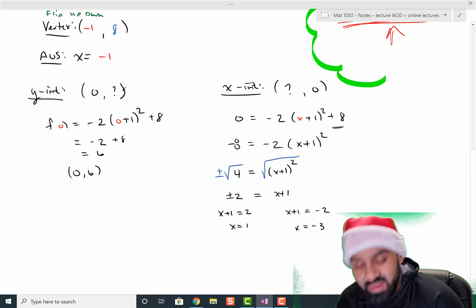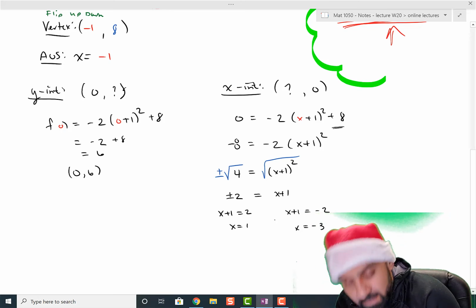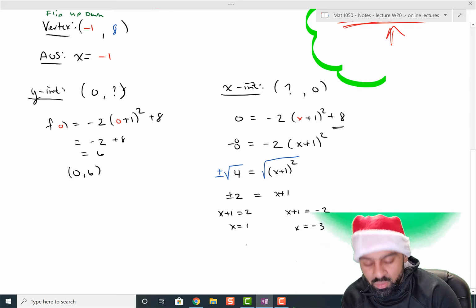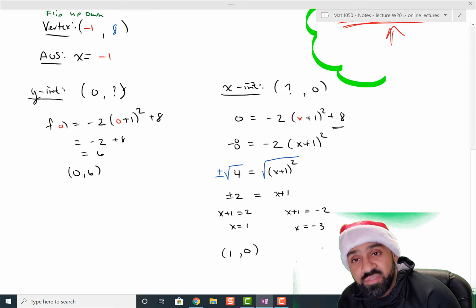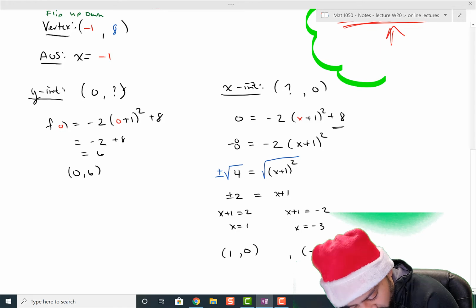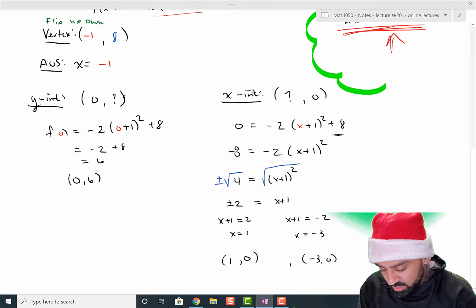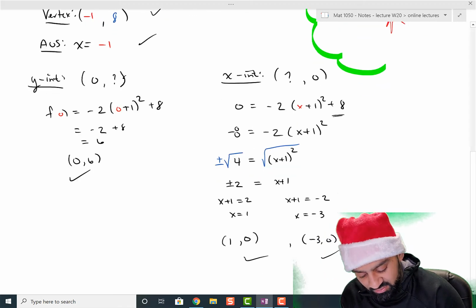This means, not that my point is (1, -3). That's not what this means. That means when my y is 0, I have x at 1. It crosses at 1, and it also crosses at -3 when y is 0. So this means not only do I have a vertex, the axis of symmetry, and the y-intercept, I have 2 x-intercepts.